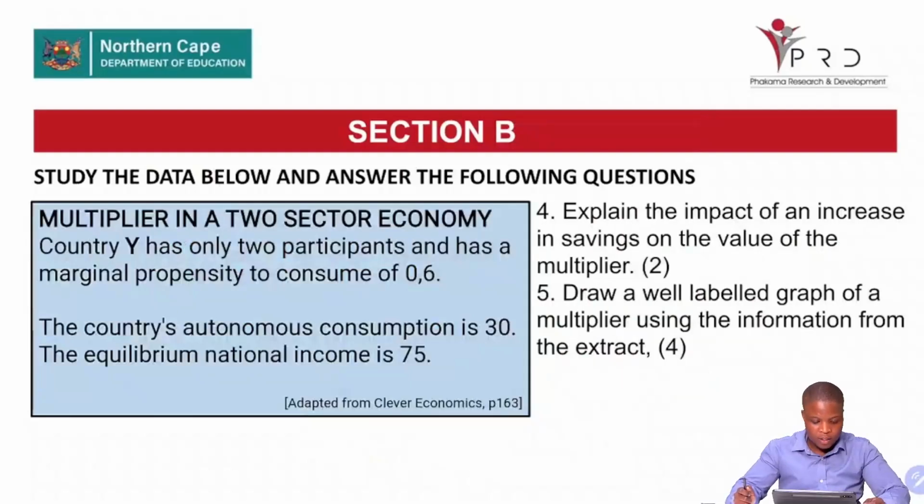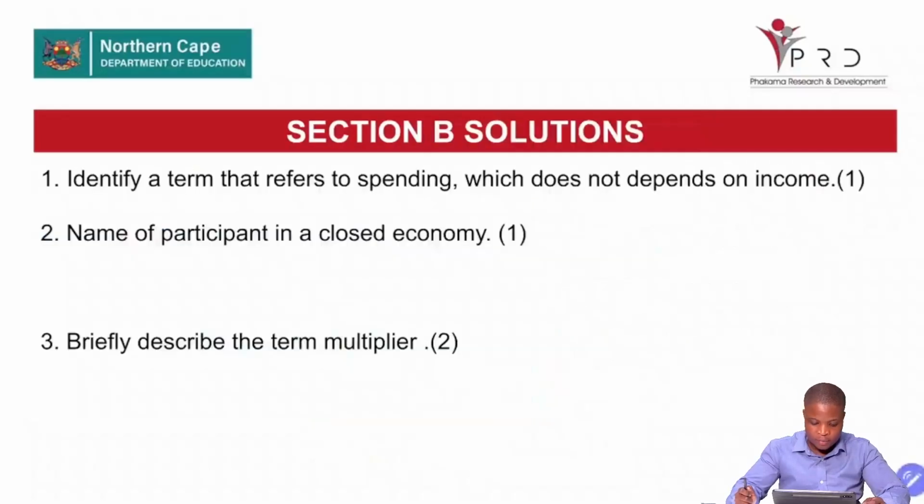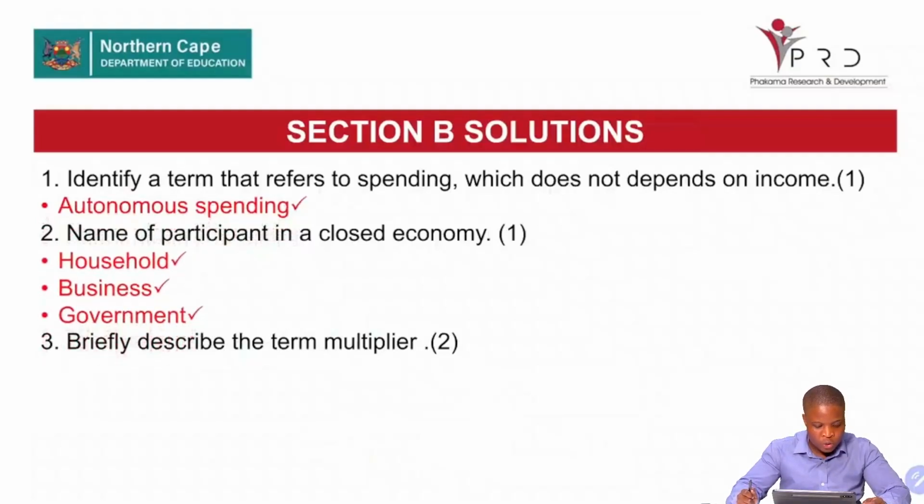Right, grade 12, let's look at the answers that you have. Identify a term that refers to spending which does not depend on income. We've mentioned this a few times today. It is your autonomous spending. Name any participants in a closed economy, meaning in a closed economy there's no foreign sector. However, you have household, business, and government.